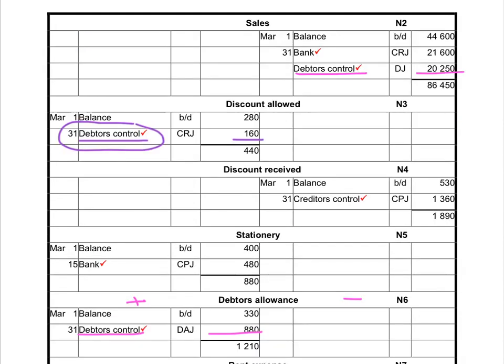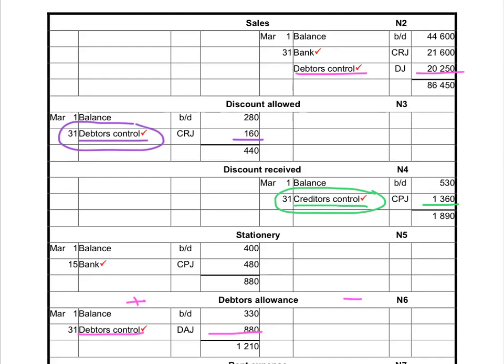In the discount received account, you will write the words creditors control to indicate that this 1,360 was recorded on the debit side of your creditors control account. Then all the other expenses that you will pay will also be debited.